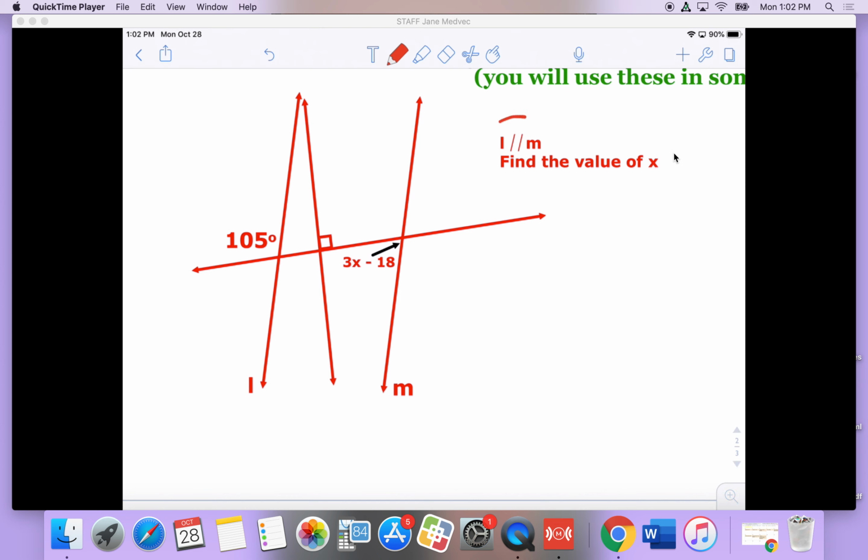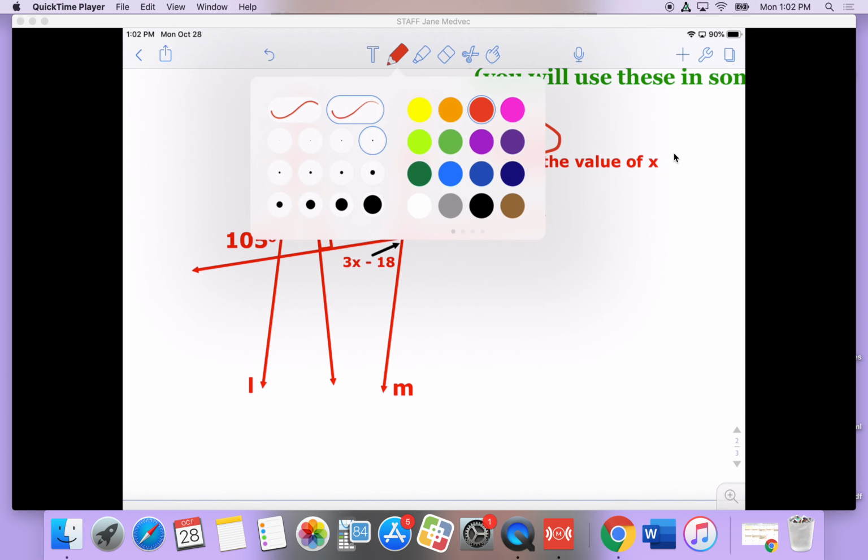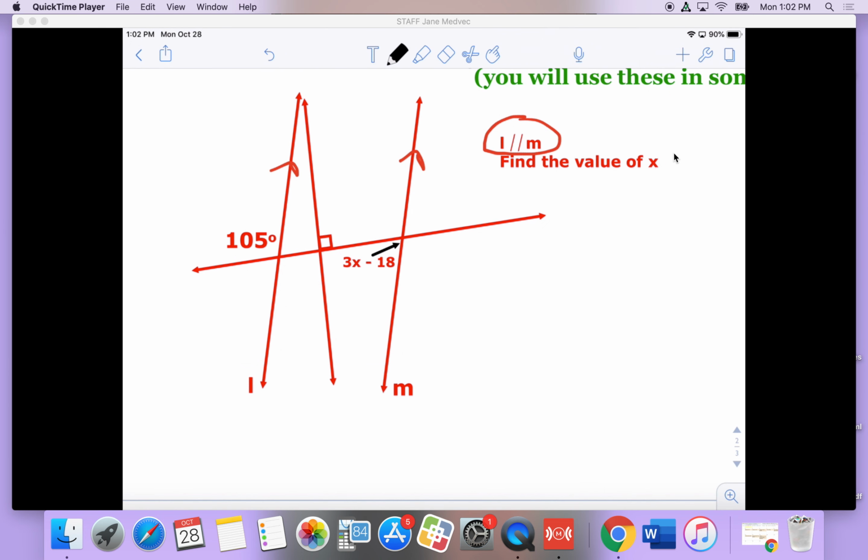In this problem, they tell me that line L and line M are parallel. So I'm going to put that symbol in there because they're parallel. And it's asking me to find the value of x. So what am I going to do to try to find the value of x?